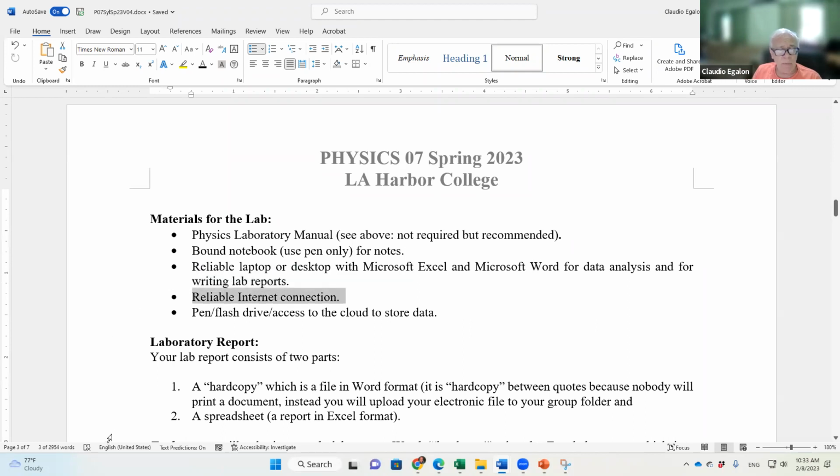Reliable internet connection, right? Pen flash drive, or access to the cloud, to store your data. Just like that folder that I opened for you in Google Drive, right?